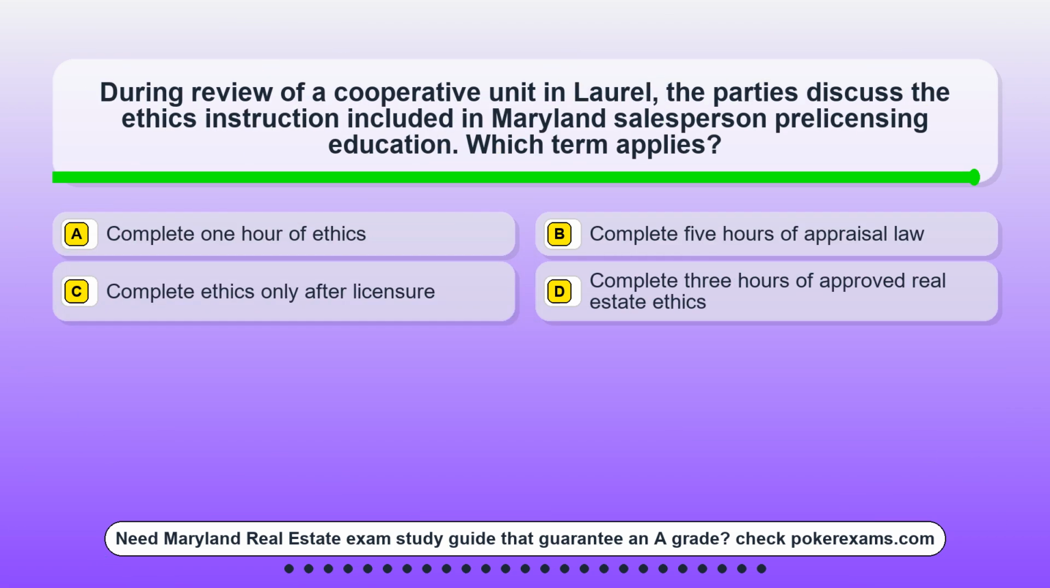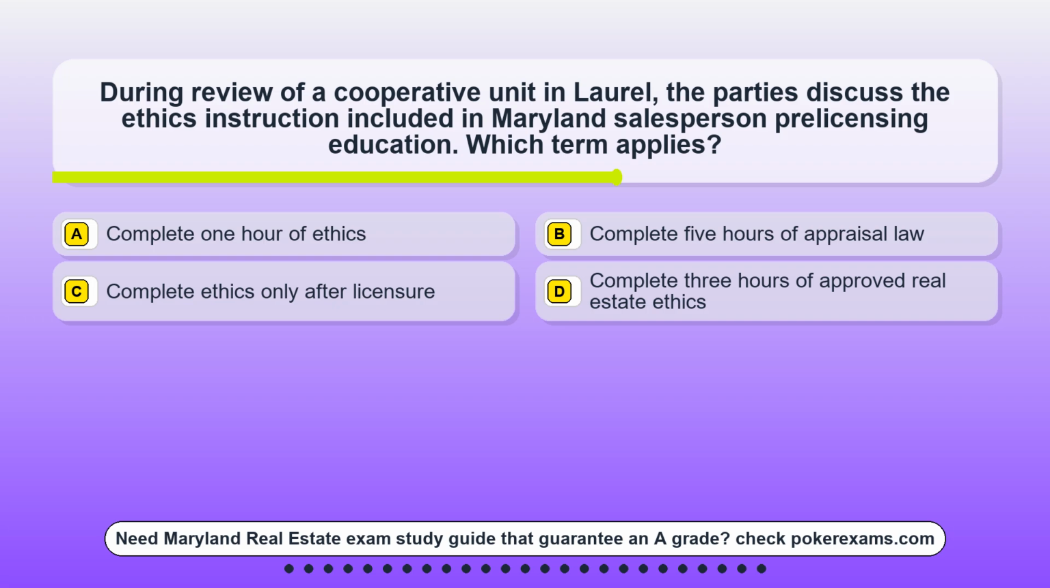Question 11. During review of a cooperative unit in Laurel, the parties discuss the ethics instruction included in Maryland salesperson pre-licensing education. Which term applies? Option A, complete 1 hour of ethics. Option B, complete 5 hours of appraisal law. Option C, complete ethics only after licensure. Option D, complete 3 hours of approved real estate ethics.